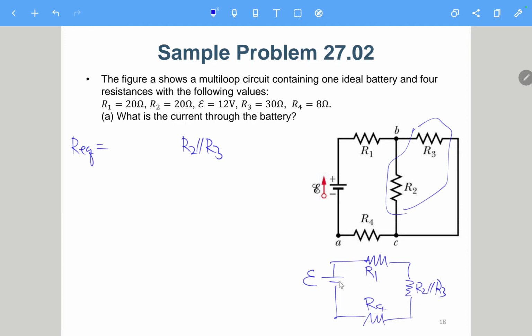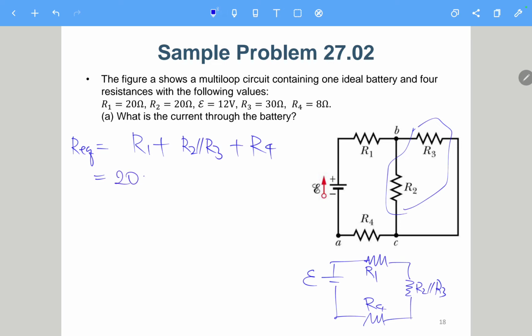And then finally, this circuit is like this, which is a single loop. In a single loop, these 3 resistors are connected back to back, which means that they are in series. So we just need to add them together. So we have R1 plus R2 parallel with R3, and then plus R4. So we just need to substitute the numbers.